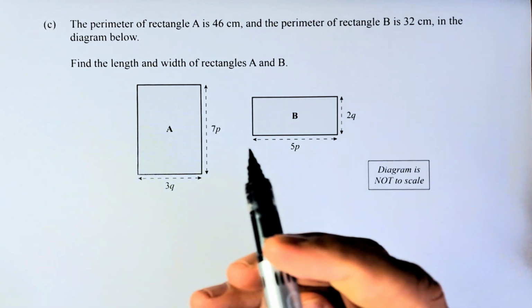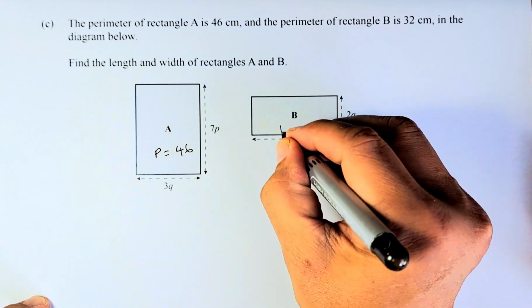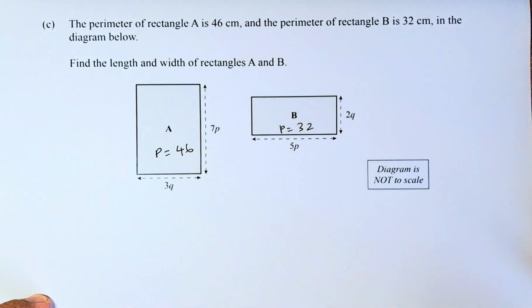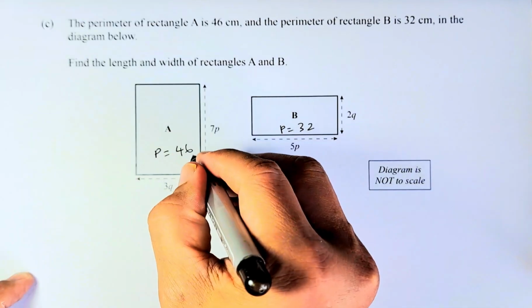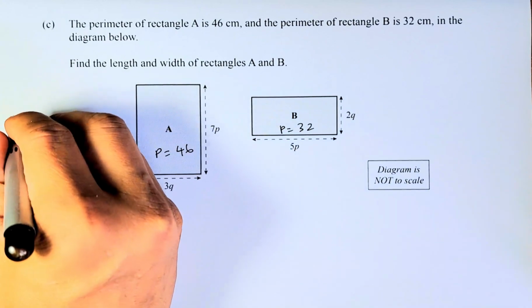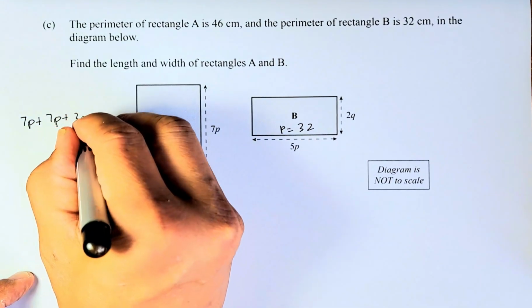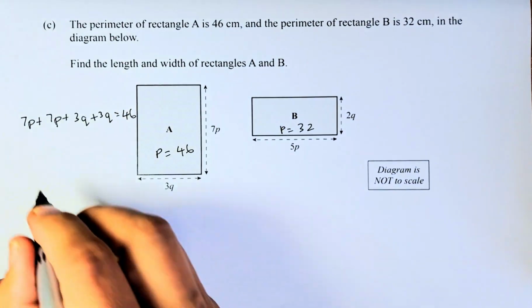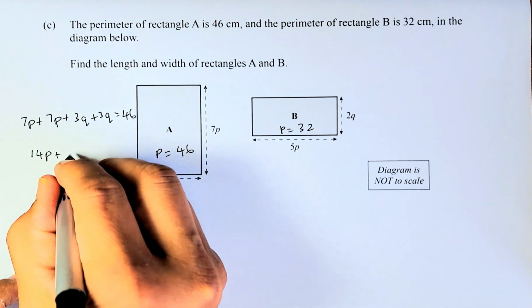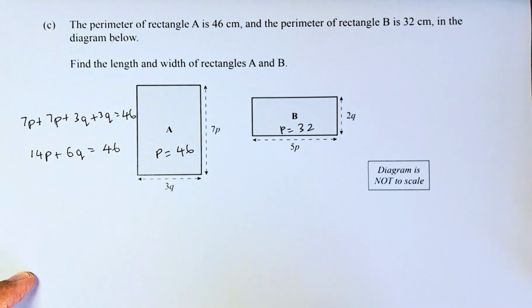So in A, you know that the perimeter is going to be 46, and in B, the perimeter is 32. So we need to form an equation. To form an equation is quite straightforward. The perimeter is 7P plus 7P plus 3Q plus 3Q, and they add up to 46. So the equation is going to be 14P plus 6Q equal to 46, and that's the equation for rectangle A. For rectangle B is the same.